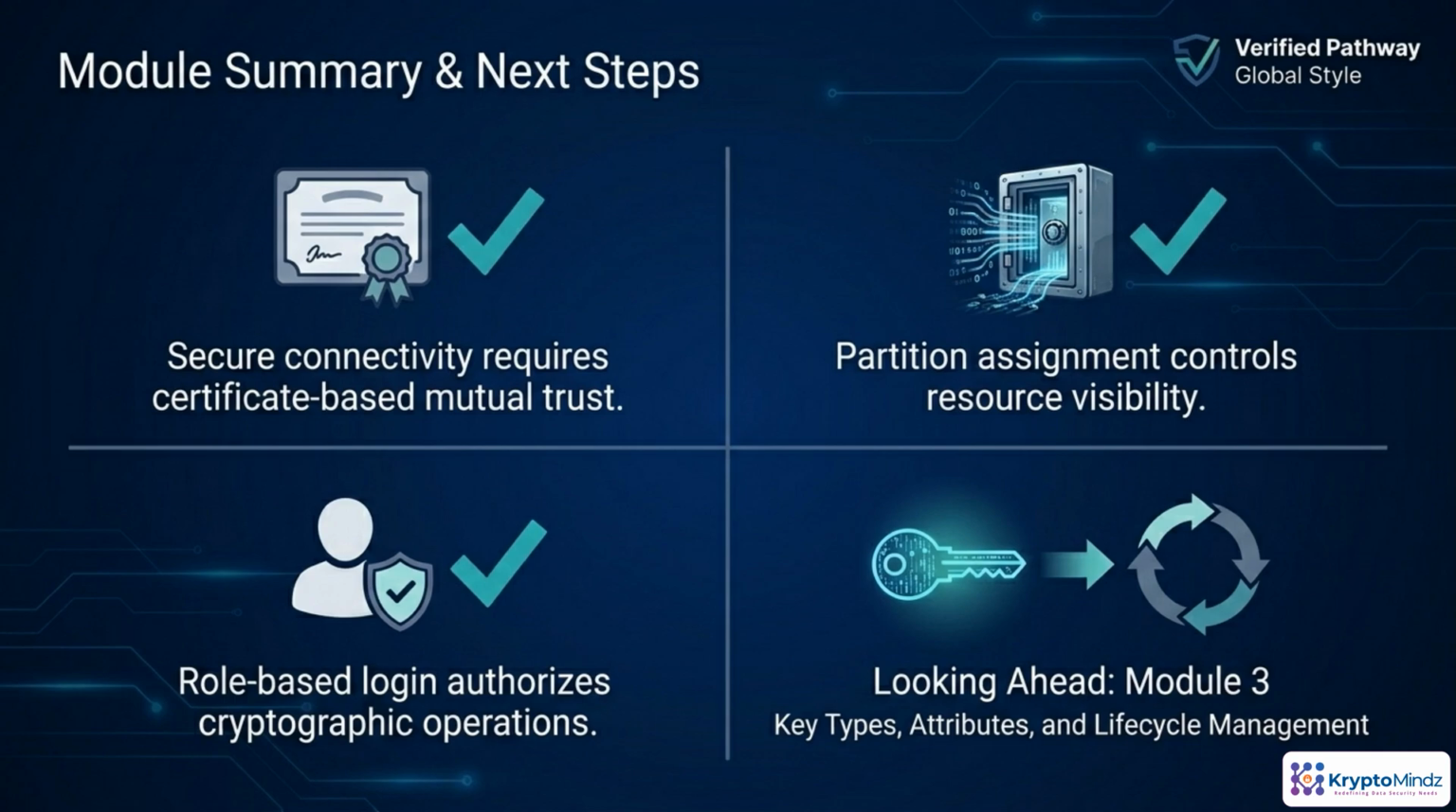You've now seen how a Luna client becomes a trusted participant. First through certificate-based mutual trust, then by assigning it to the right partition, and finally by logging in with appropriate roles. With access firmly in place, the next step is to focus on keys themselves: types, attributes, policies, and full lifecycle management.